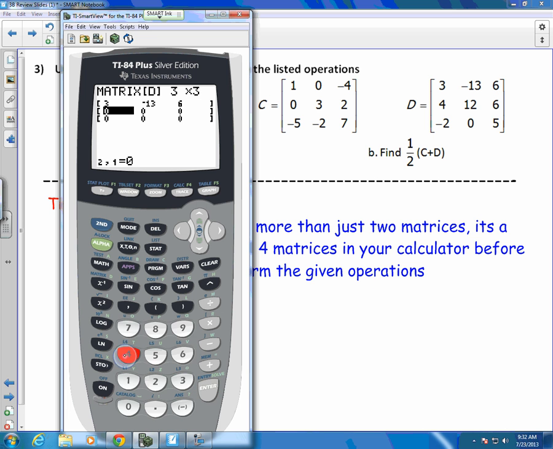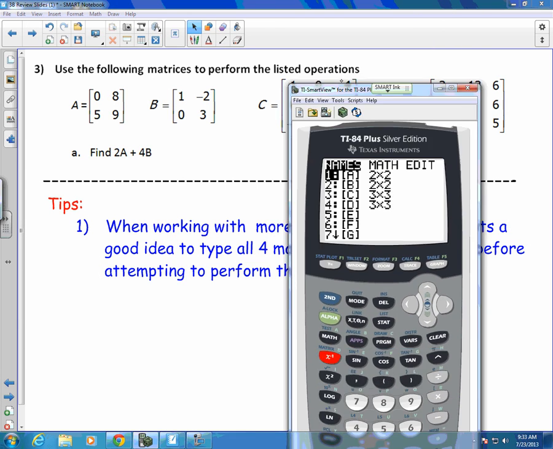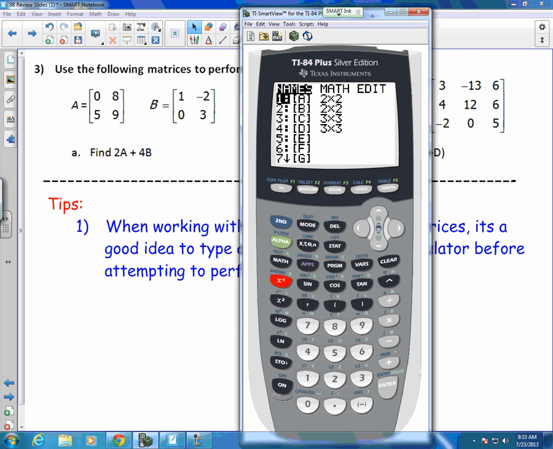6, enter, 4, enter, 12, enter. This is the easiest way to input a matrix into your calculator. Once you do this legwork, I'm going to look at it real quick and make sure it looks like I want it to look. 3, -13, 6, 4, 12, 6, -2, 0, 5. So I know I'm pretty good here. From there, I go back to my matrix menu, and I see I have A, B, C, and D all in there. So at this point, I just want to solve these equations that I'm working with.